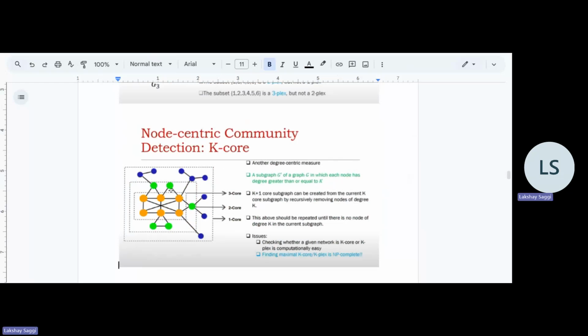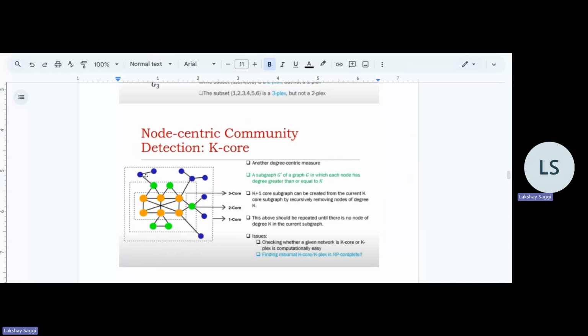Suppose this is the subset of vertices given to us, and this is the subgraph corresponding to these vertices. Then at first level you just remove the degree 1 vertices, and you keep removing the degree 1 vertices till you cannot find another degree 1 vertex in the network. Here you can see this blue vertex has a degree 1. If you remove this, then this vertex, which initially had degree 2, also has a degree of 1. So you remove this vertex also.